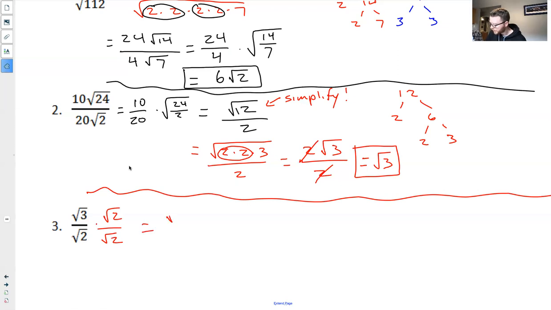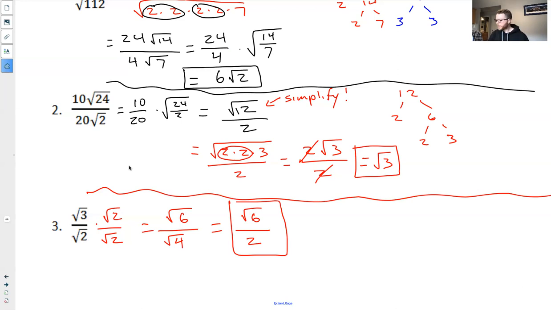Root 3 times root 3 gives us root 9. And root 2 times root 3 gives us root 6. Root 6 is simplified, and root 9 is 3. So it gives an answer of root 6 divided by 3.